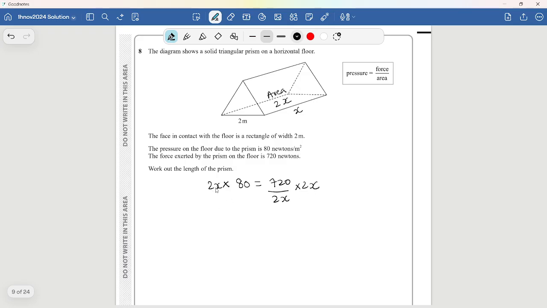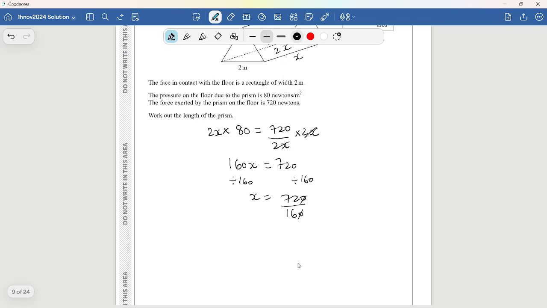Now the left side will be 2x times 80. The double of 80 is 160. So 160x equals 720, as the 2x cancels out. You can get rid of 160 by dividing both sides by 160. So we have x equals 720 over 160. Zeros cancel out. We can simplify it further by dividing both numerator and denominator by 4.